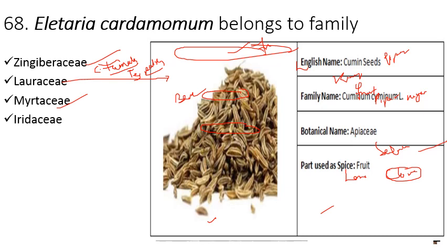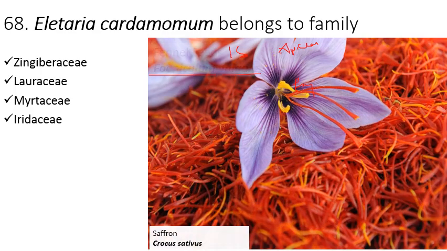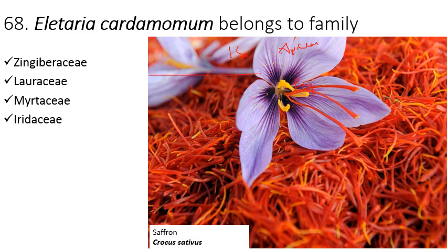The next we have cumin seeds. In Hindi we call it jeera. Again, it's a member of family Apiaceae and part used is fruit. Next we have fennel. In Hindi we call it saunf, and its scientific name is Foeniculum vulgare. It's a member of family Apiaceae, which is the coriander family. Here again, part used is fruit.